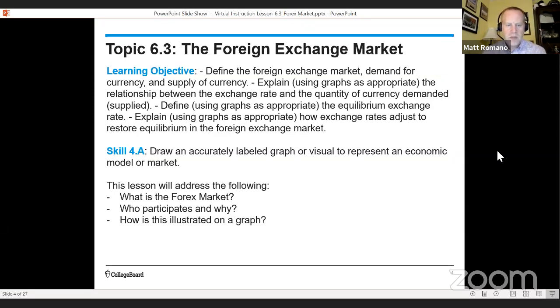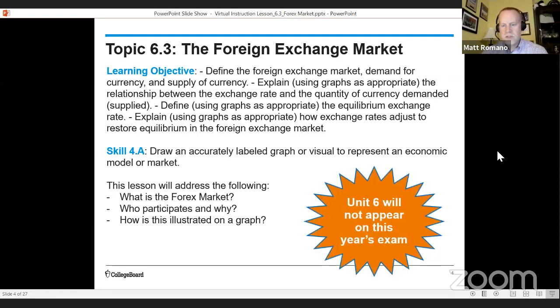In doing so, we're going to apply skill 4A. Going to be able to draw an accurately labeled graph or visual representing an economic model or market. And we're going to address the following questions. What's a foreign exchange market? Who participates and why? And I think that's fundamental to understanding this market, just addressing and considering who is it and why are they there? And then, of course, how is this illustrated on a graph?